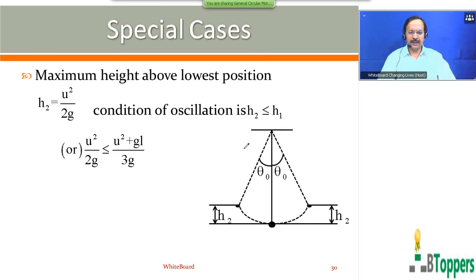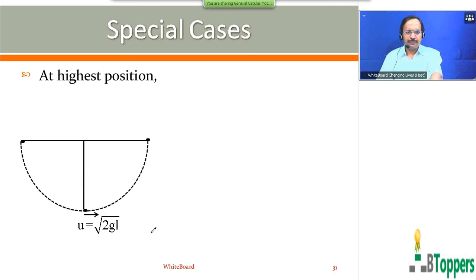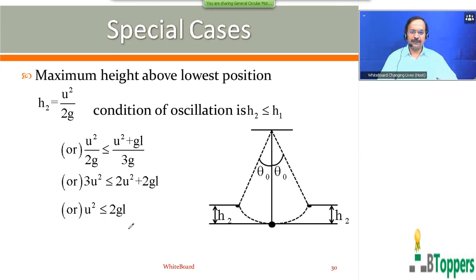So h2 must be less than or equal to h1. You can substitute h2 equal to u square by 2g and h1 equal to (u square plus gl) by 3g. So from this, if you cross multiply, you get 3u square less than or equal to u square plus 2gl, or u square less than or equal to 2gl. This is the condition for oscillation, or u is less than or equal to root 2gl.